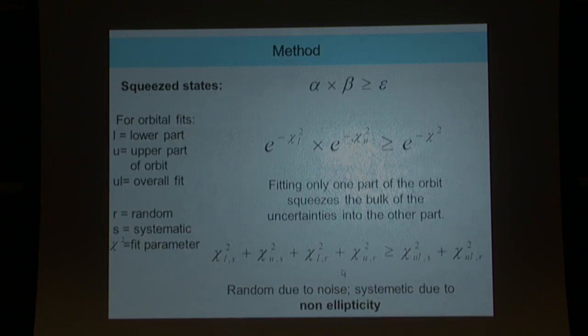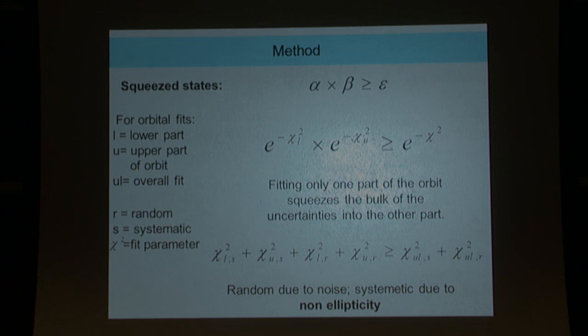Alpha and beta are just two quantities. Think of it as the uncertainty principle, right? This is delta x and delta p. So if you get one exact, the error moves to the other, right?